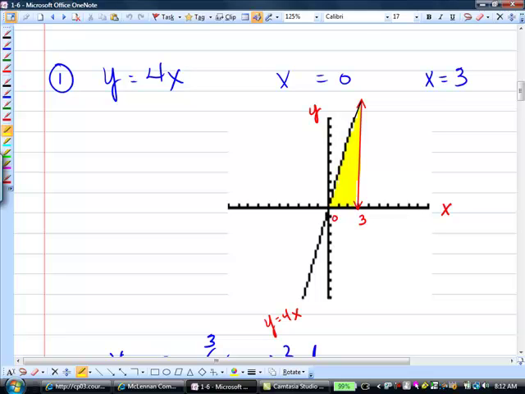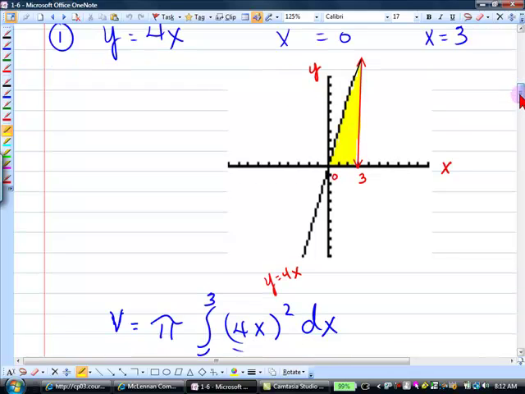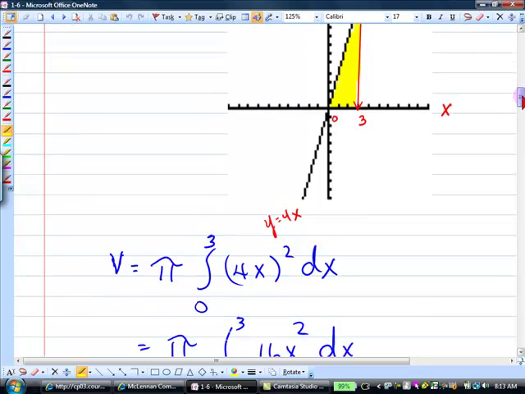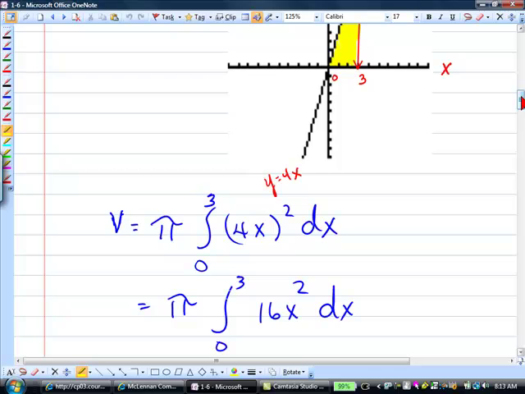If you were doing the work for a test, that's what you would be expected to show, that you have this sketch and what you're doing. Then you could write your formula. So we have the volume is equal to pi times the integral from 0 to 3 of, what is f of x? It's 4x, 4x in parentheses squared dx. So once you've written that, you know how to integrate. You just need to square that and then integrate. So you would have pi times the integral from 0 to 3 of 16x squared.